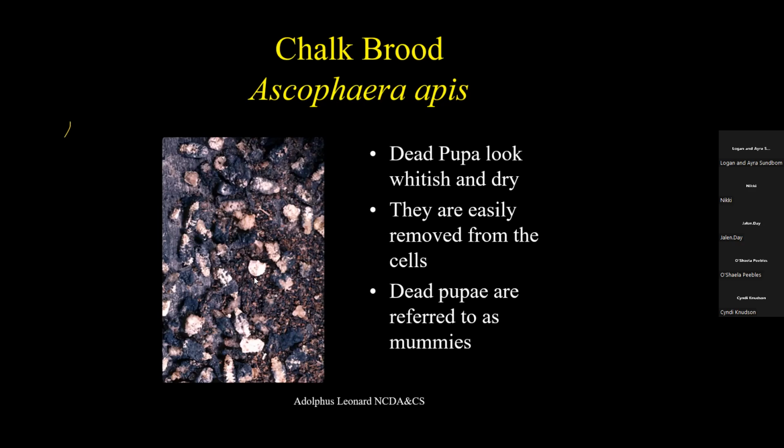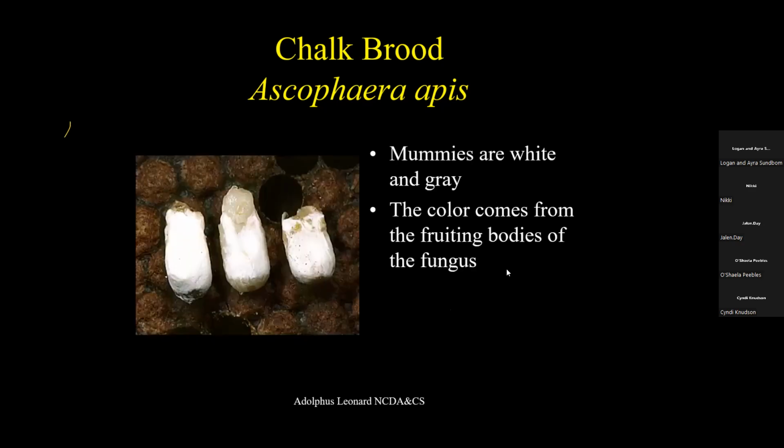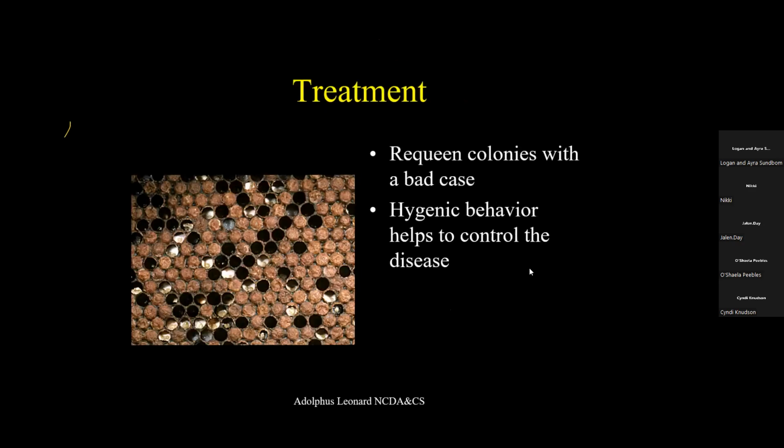The mummies are the remains of the pupa after the fruiting bodies have taken over. They're easily removed. These are the fruiting bodies on the outside. The solution is to requeen a colony that has a bad case of chalkbrood, because there again, a hygienic colony will not allow that to get a foothold. And as far as treatment, there is no treatment. You can stimulate hygienic behavior by feeding it if there's no honey coming in, and you cannot make splits with it.